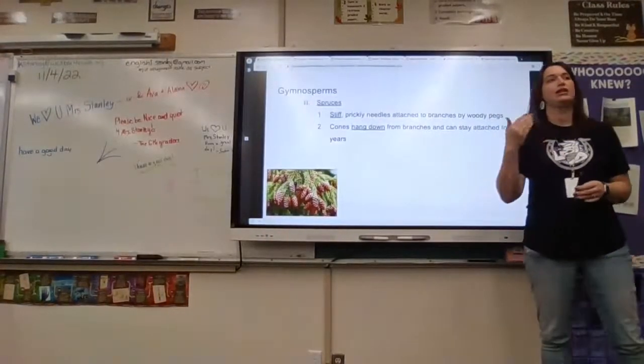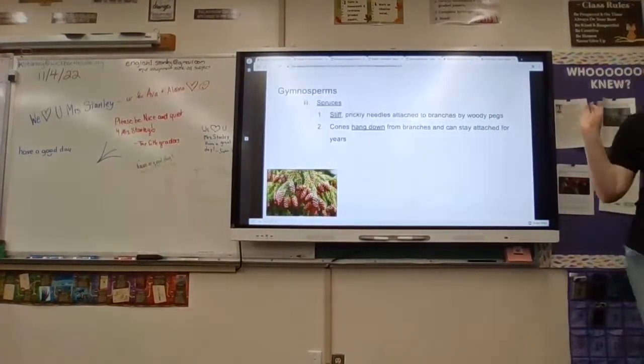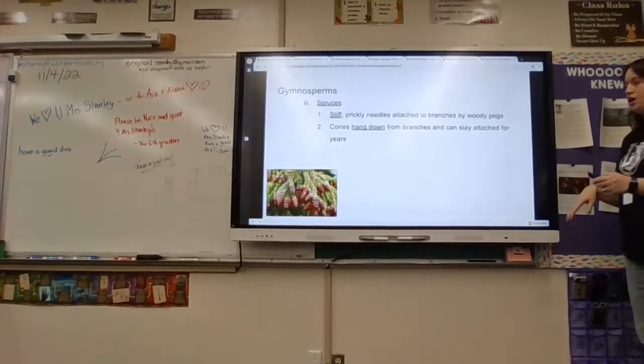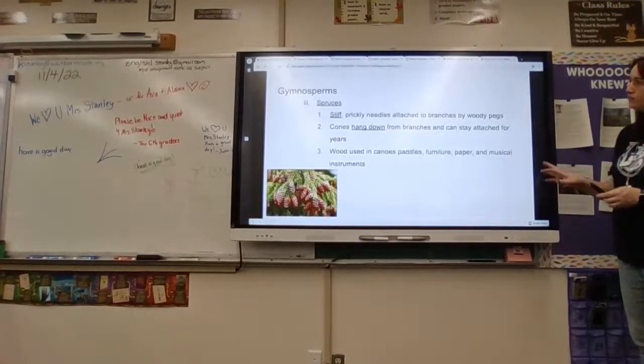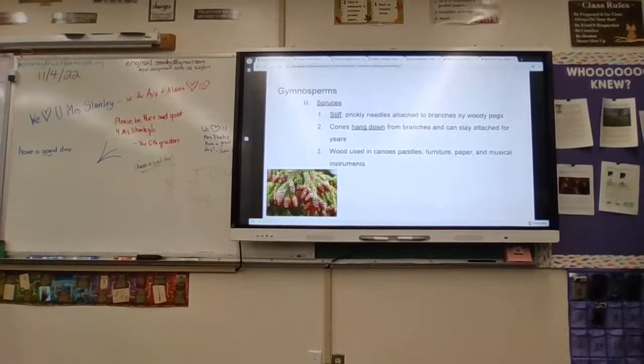The cones can actually last on the trees for years, well after they have released their seeds. Spruce wood is used in canoe paddles, furniture, paper, and musical instruments. I believe I have a spruce. Yep. So I'll pass around the spruce, and you will see with the spruce, I really can't dent it with my fingernail like I can the pine.